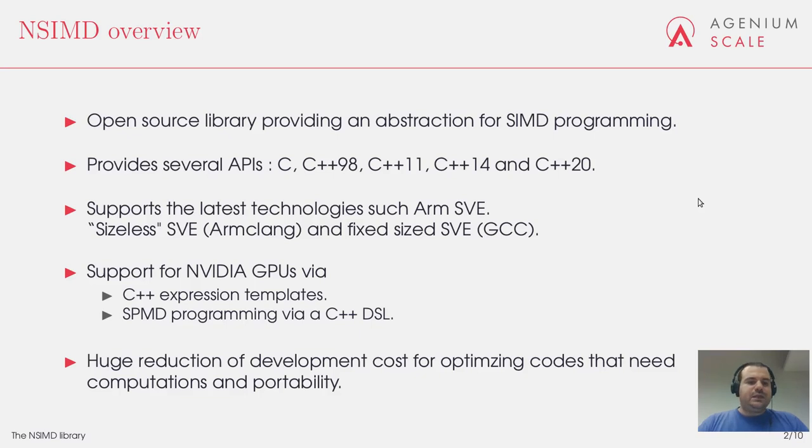So NSIMD allows you to write optimized code at a low development cost. This is the main goal of the library, to provide a way to write optimized code at low development cost. This increases maintainability, readability, and portability of the code.